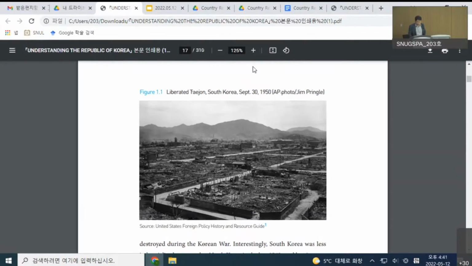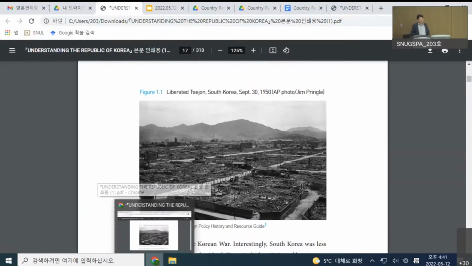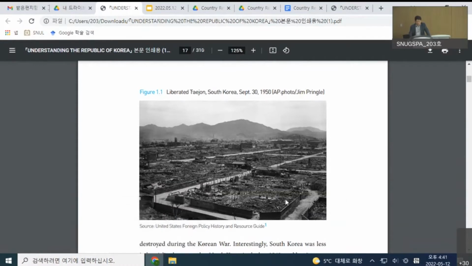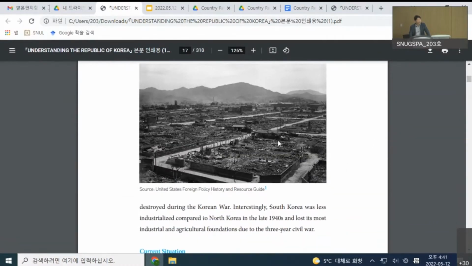Okay, let me show this. These are pretty impressive pictures. Do you see these pictures? This is a devastated city. The city's name is Daejeon. Daejeon is a pretty large city, I think the third or fourth largest city in South Korea.